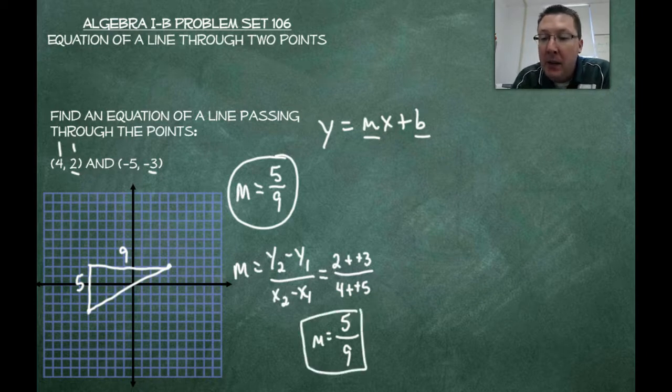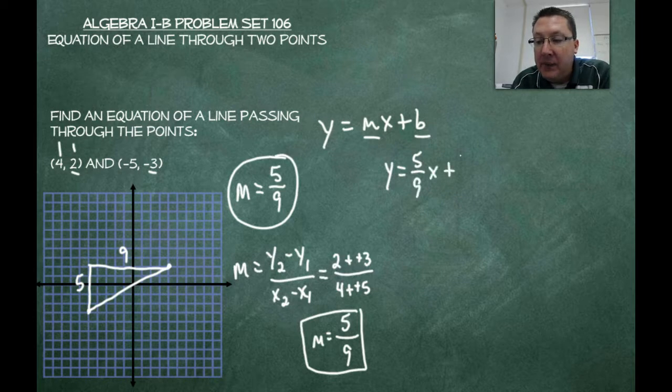Okay, so back up here to my original equation, y equals mx plus b. I can now replace m with that 5 over 9. And so we have y equals 5/9 x plus b. Now our challenge is to find b. Well, to find b, we're going to use one of the ordered pairs, and we're going to plug it in for x and y, and we'll be able to solve for b.